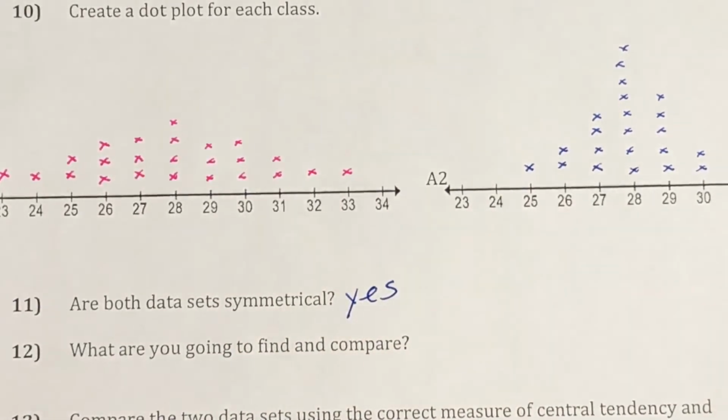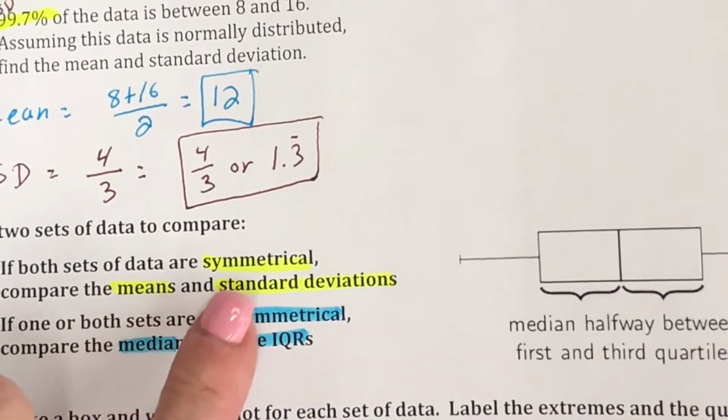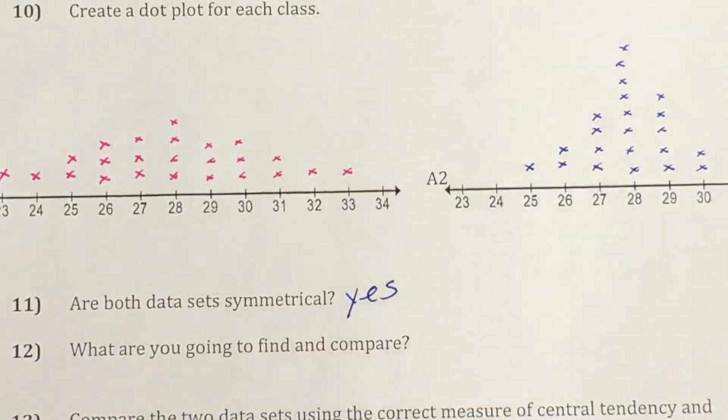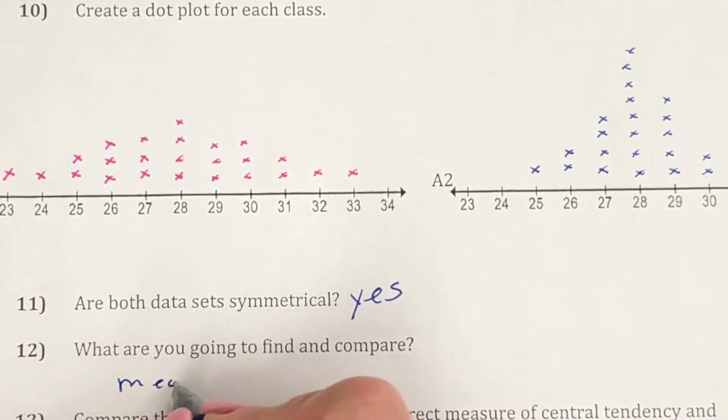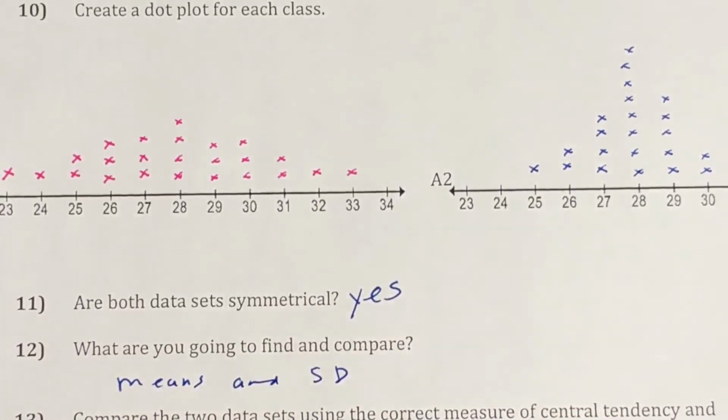So if it's a yes, let's go back and look at the directions before, and it said that if both sets are symmetrical, we're going to compare the means and the standard deviations. So we want to compare the two data sets using the correct measure of central tendency and the correct measure of variability.